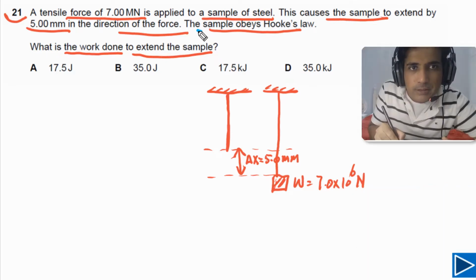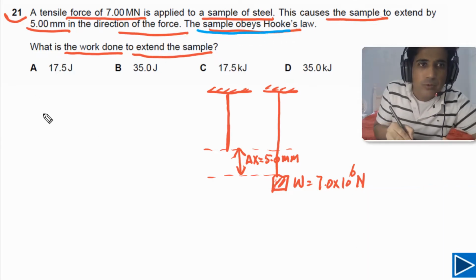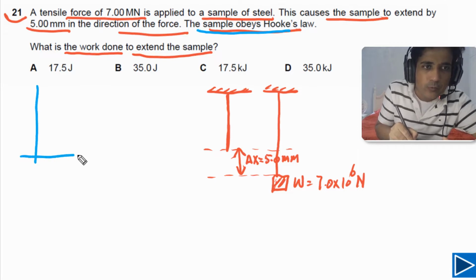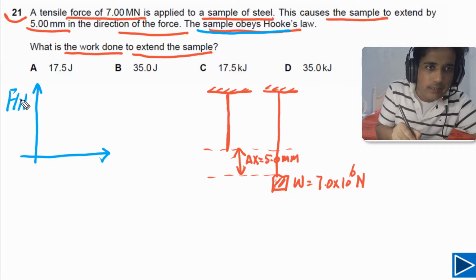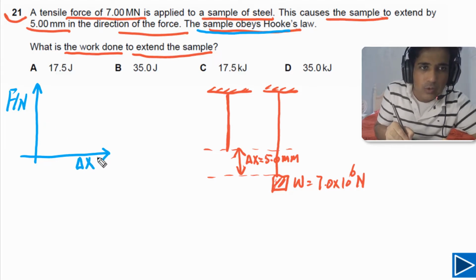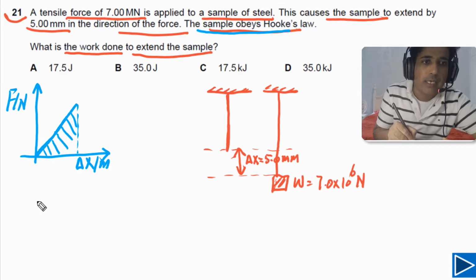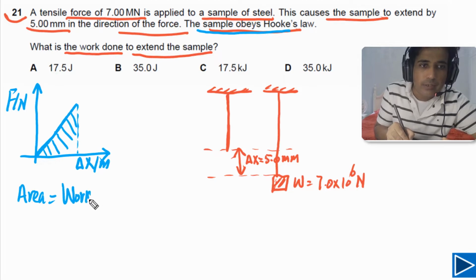For this question, it is given to us that the sample obeys Hooke's law. So simply we can sketch a graph between force and extension. We have force on the y-axis and extension on the x-axis. If we sketch the graph between these two quantities, it has to be a straight line because this sample obeys Hooke's law. We need to calculate work done, so it simply means we need to calculate the area under this line. In this case, area is equal to work done.